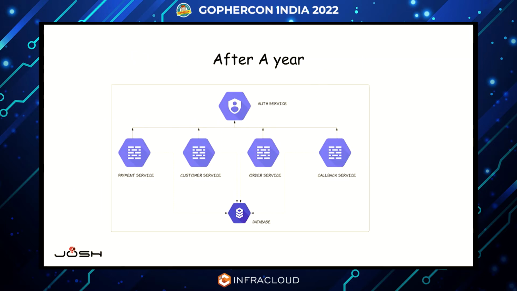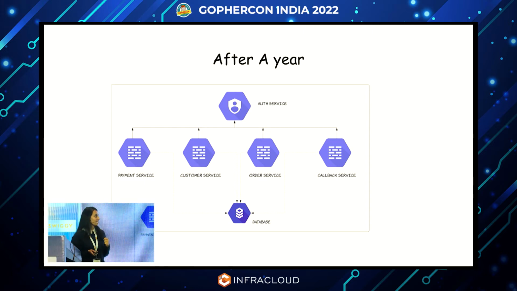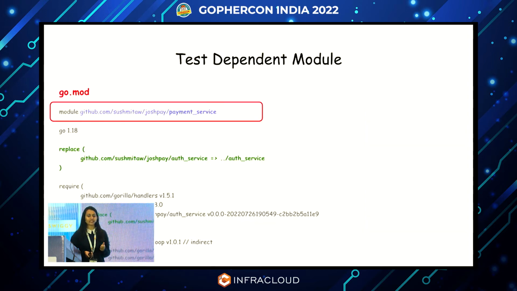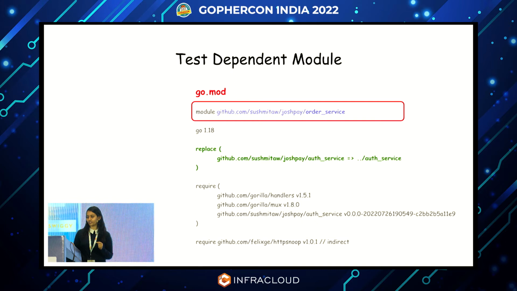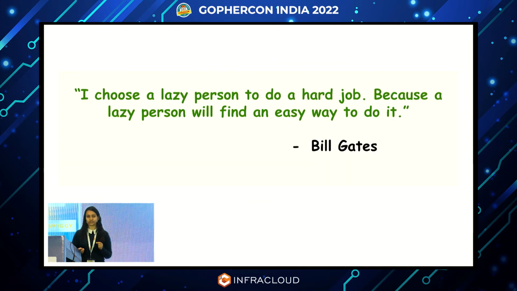So after a year, as my application grew, many services were introduced in my application, like customer service, order service, and callback service. All these services used the authentication service for authentication purposes. Now, if I had to make the same change that I made from base64 to JWT, I had to make changes in every go.mod file. That is, I have to modify payment service, customer service, order service, and the callback service. But I'm a lazy person.